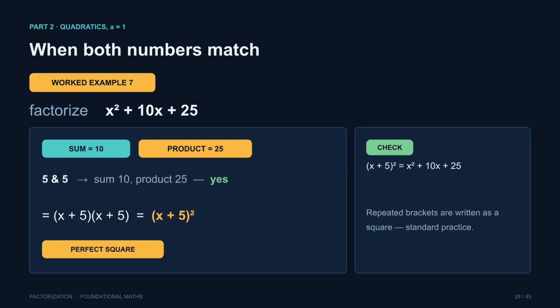For x squared plus 10x plus 25, the sum is 10 and the product is 25. 5 and 5 fit perfectly. Since both brackets are identical, we write x plus 5, all squared. This is called a perfect square.